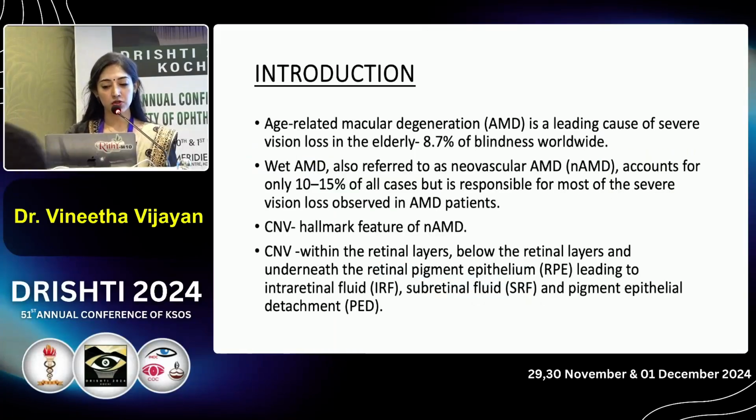Age-related macular degeneration is a leading cause of severe vision loss in the elderly. It accounts for 8.7% of blindness worldwide. Wet AMD accounts for 10 to 15% of AMD cases. And CNV appears to be the hallmark feature of nAMD, which can be within the retinal layers or below the retinal layers, underneath the RPE, leading to intraretinal fluid, subretinal fluid, and pigment epithelial detachment.